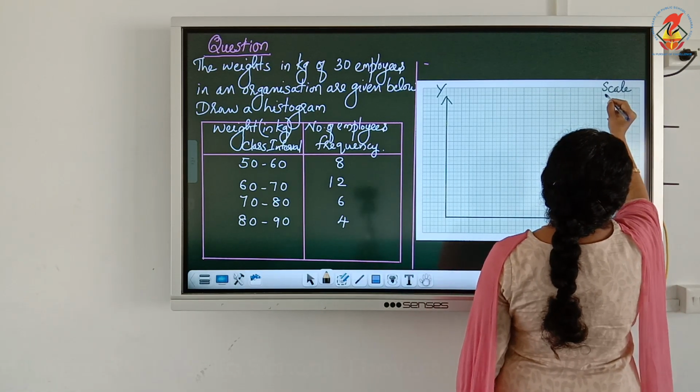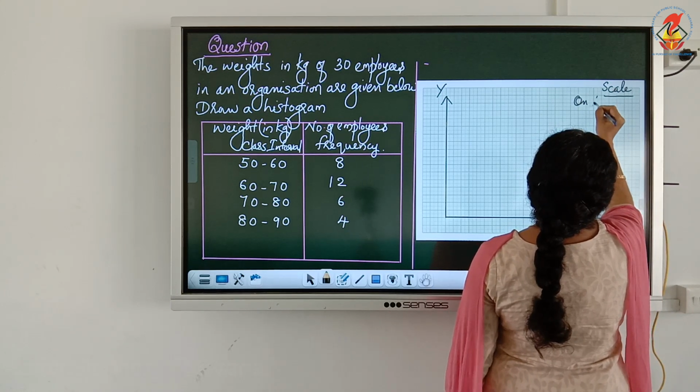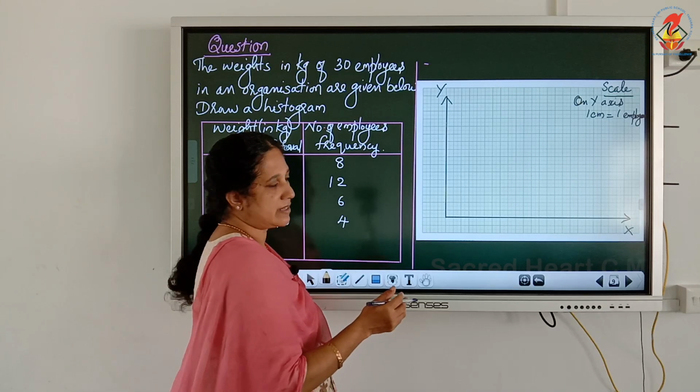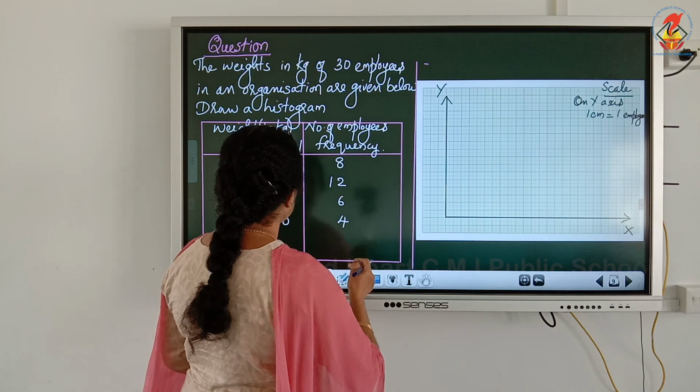In the right hand side corner you have to mention the scale. So on the y-axis, 1 centimeter is equal to 1 employee. Now on the x-axis you have to mark the class intervals, and the corresponding frequencies are on the y-axis.